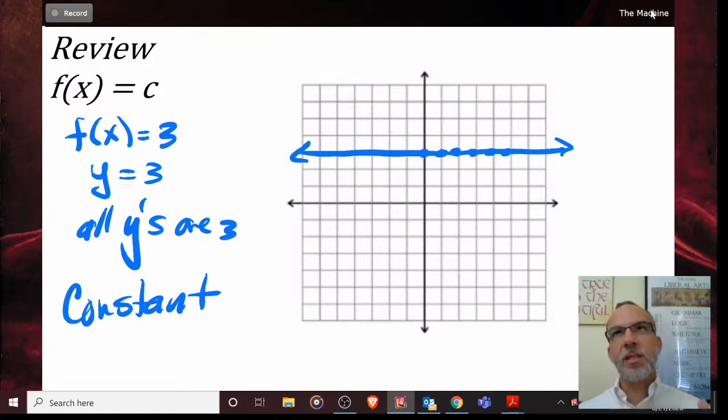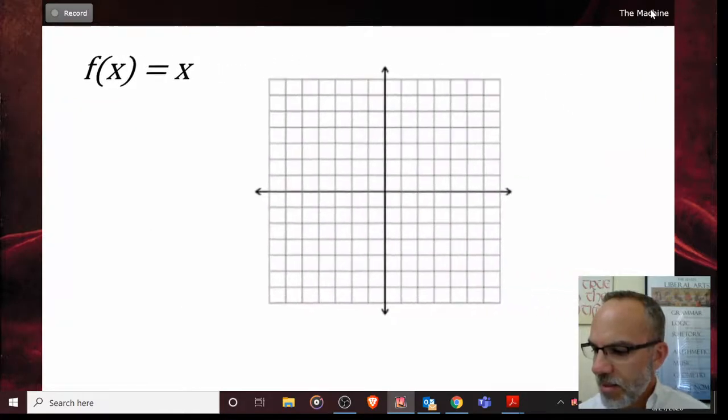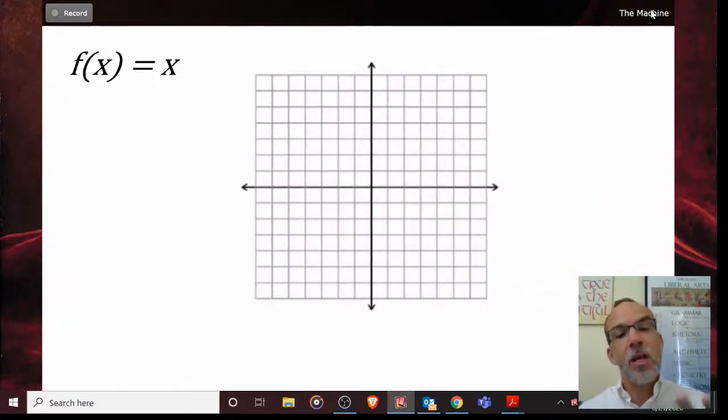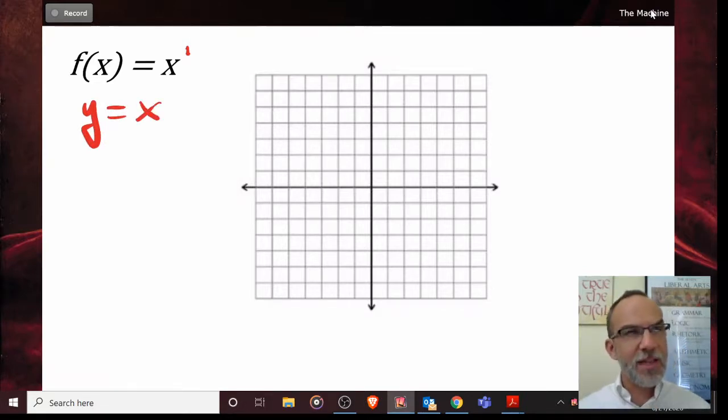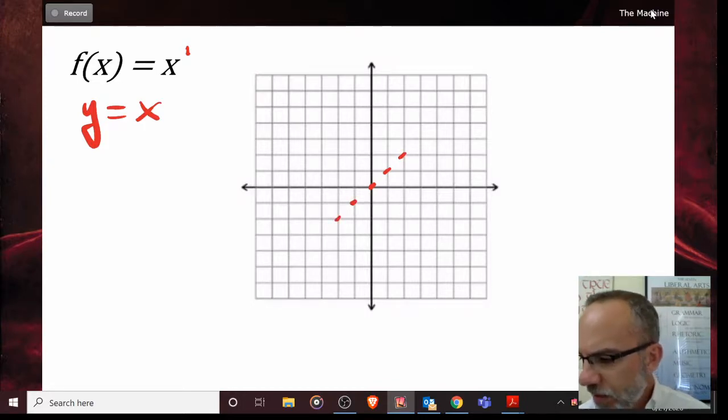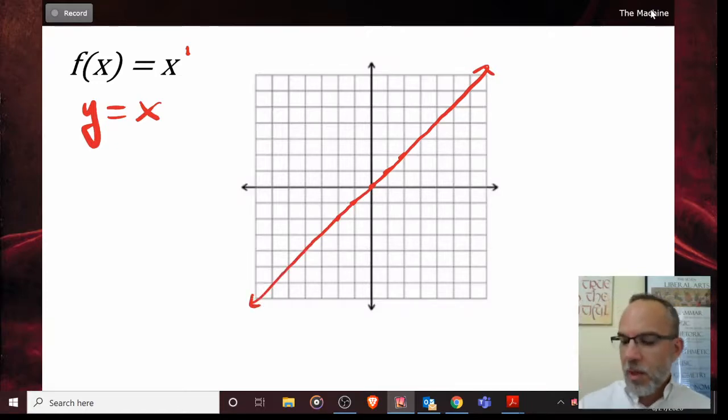The next function up in complexity, if you want to call it that, is f of x is simply equal to x. And what's the exponent on x? That would be 1. It's x to the first. And as a graph, this one would be the same thing as y is equal to x, which basically says everything that x is, y is also that thing. So when x is 0, y is 0. When x is 1, y is 1. When x is 2, y is 2. And the negatives as well. And so we get this straight line kind of function here that does have a slope other than 0. So that is your parent function for a variable with an exponent of 1.